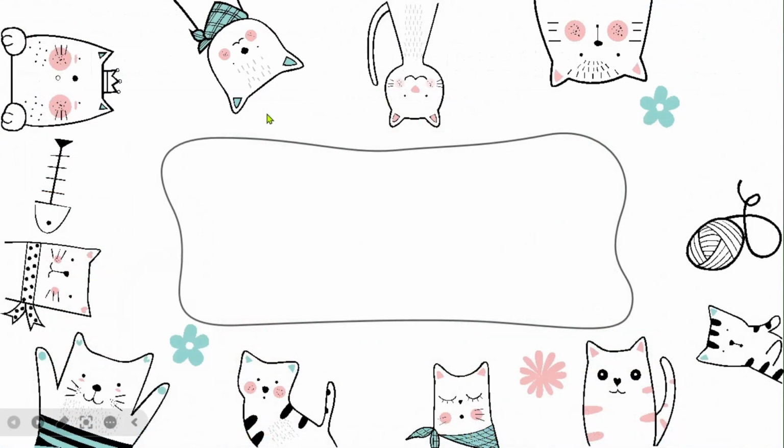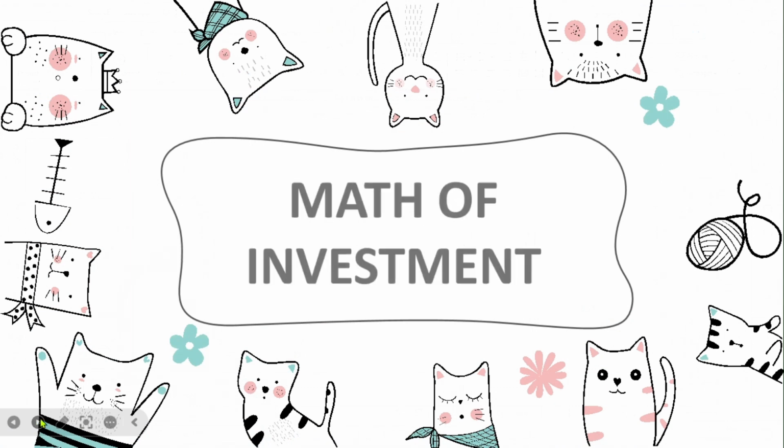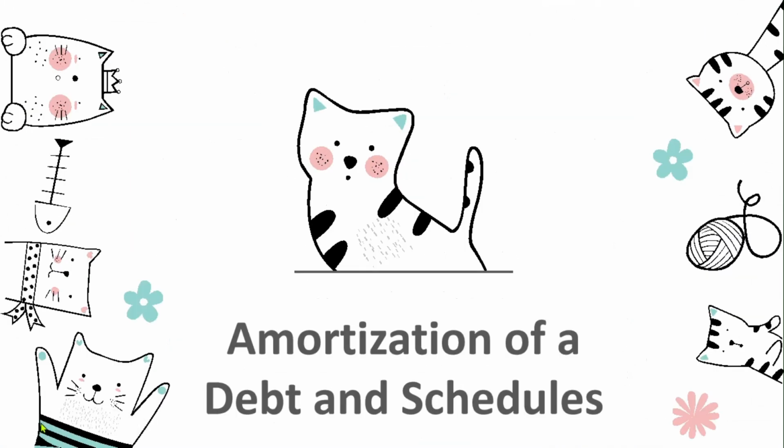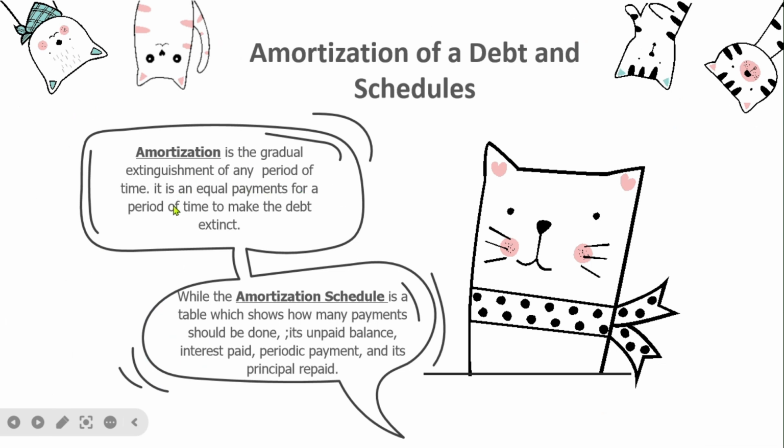So our next topic is amortization of a debt and schedules. Amortization is the gradual extinguishment of a debt over a period of time. It is equal payments for a period of time to make the debt extinct. While an amortization schedule is a table which shows how many payments should be done, its unpaid balance, interest paid, periodic payment, and its principal. These things should be seen in an amortization schedule.